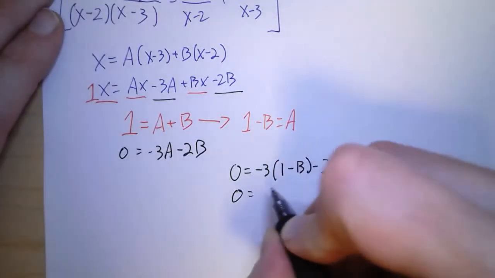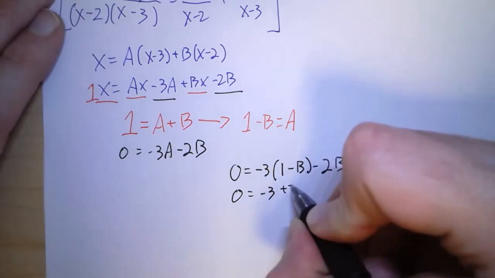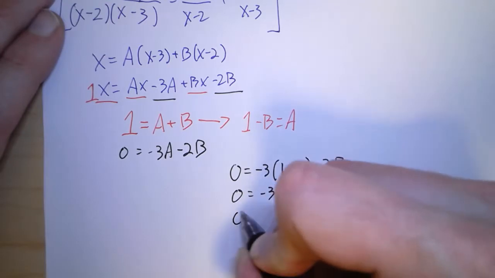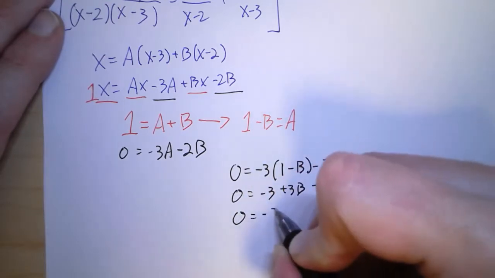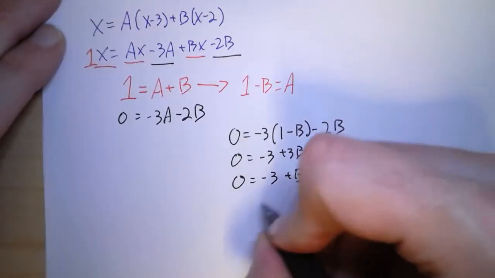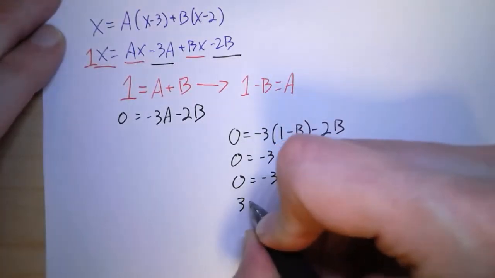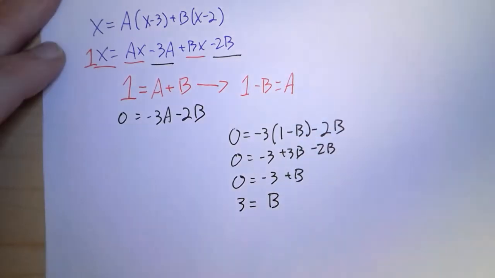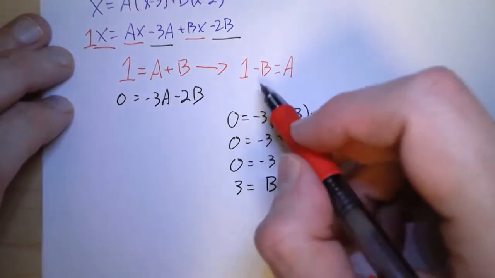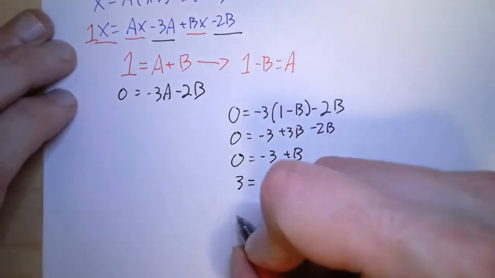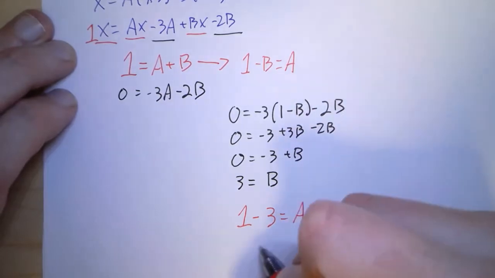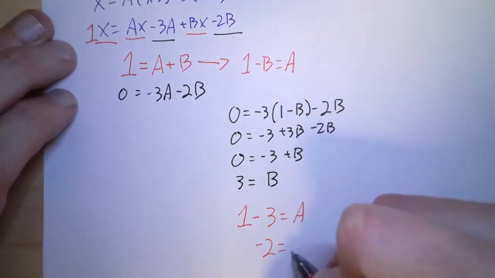So we distribute the negative 3. Negative 3 plus 3b minus 2b. And the b's will combine, so we have minus 3 plus b. So that means when we add the 3 over to the other side, we get 3 for a value of b. Now, I can take this equation up here and say 1 minus, and instead of b, we put 3, and that gives us our value of a, which is negative 2.